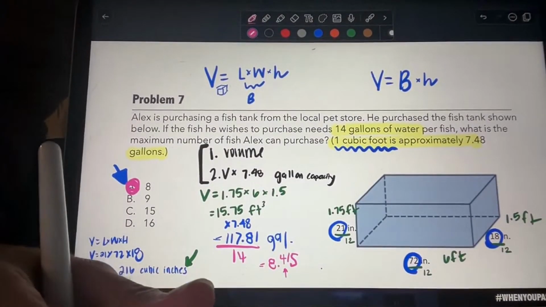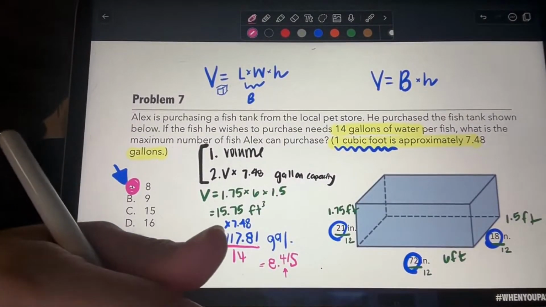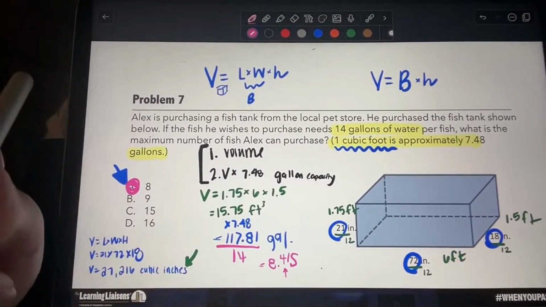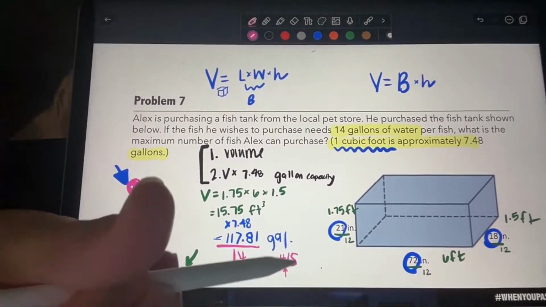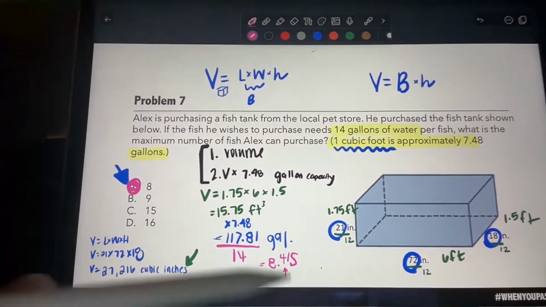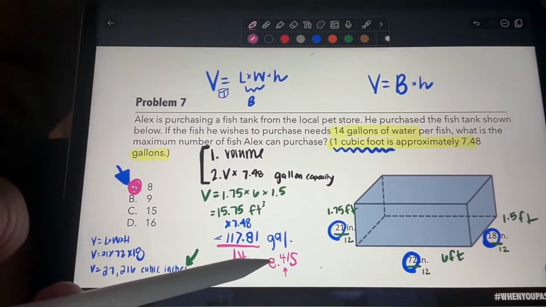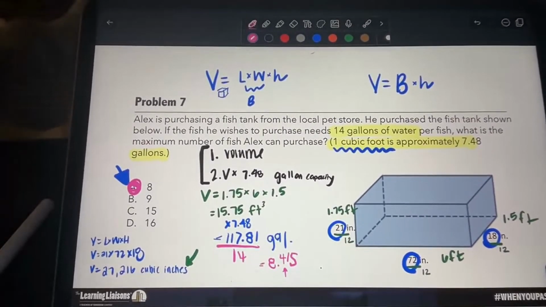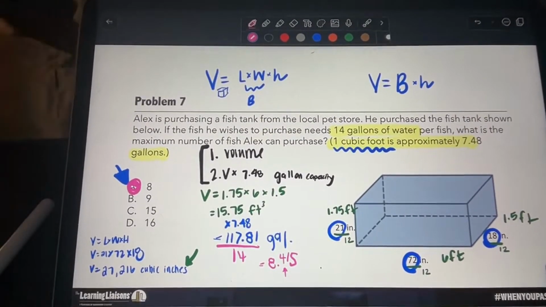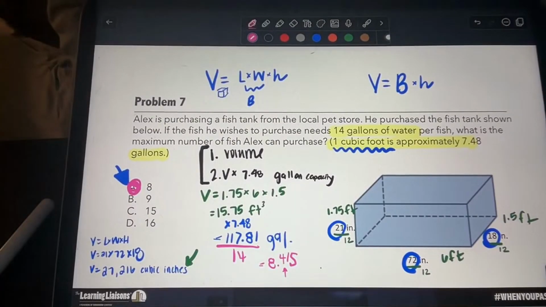Why can I not purchase 9 fish? Because there's not enough water. If every fish needs 14 gallons, I'm going to do 14 plus 14 plus 14 plus 14 plus 14, 8 times. And that's going to equal 112. But then there's not another 14 gallons for that 9th fish to have.